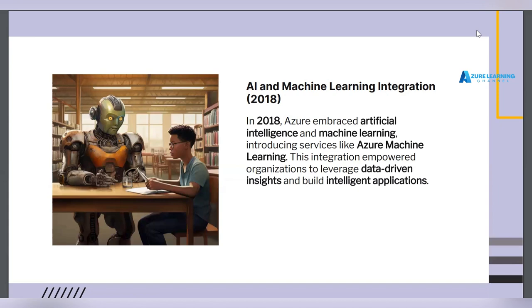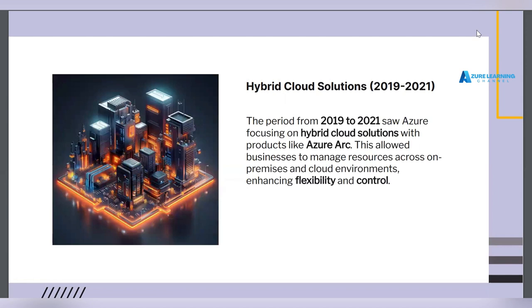Okay, and then hybrid cloud solution. Hybrid cloud solution literally helps to manage resources across on-prem and cloud environments. And you can also do cloud to cloud synchronization here. To achieve this, we are using the Azure Arc service, and it enables flexibility and control as well.